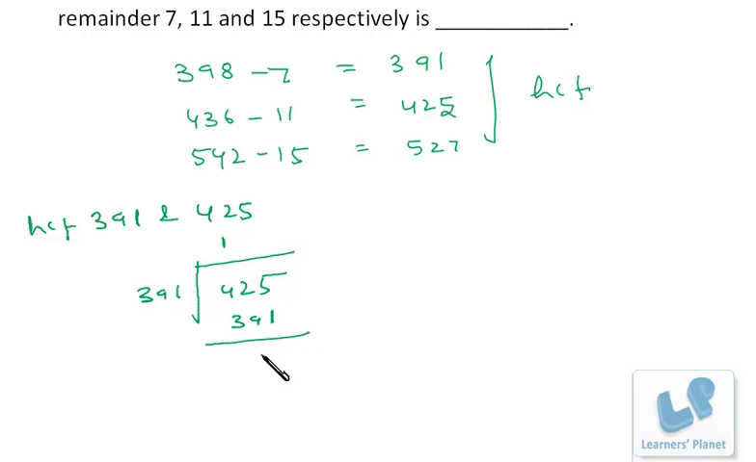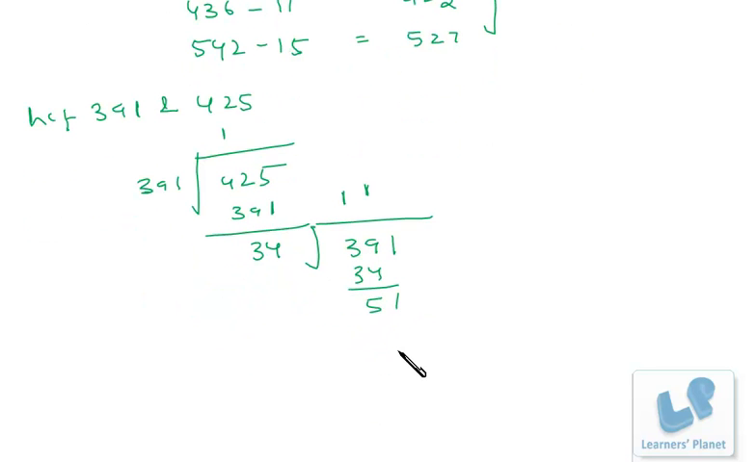So it's 25 plus 9, that is 34. Then it's 391. So 34 ones is 34. It's 5, 1. So it's 1. And then 34. Then we have 17. And 34, so it's 2, 0, right? So 17 is the HCF of 391 and 425, right? HCF is 17.